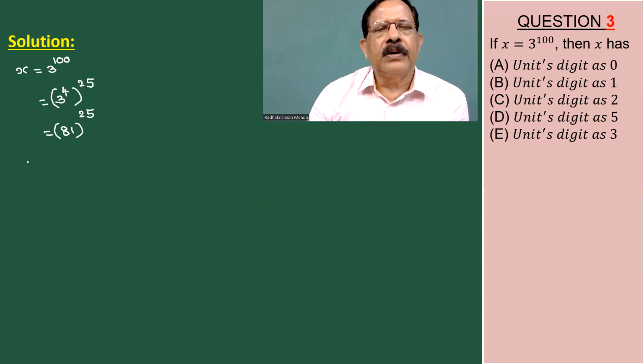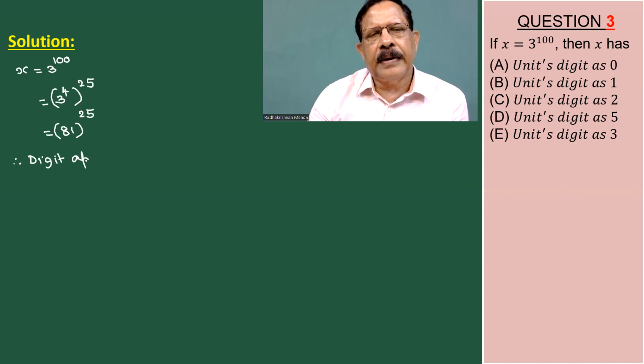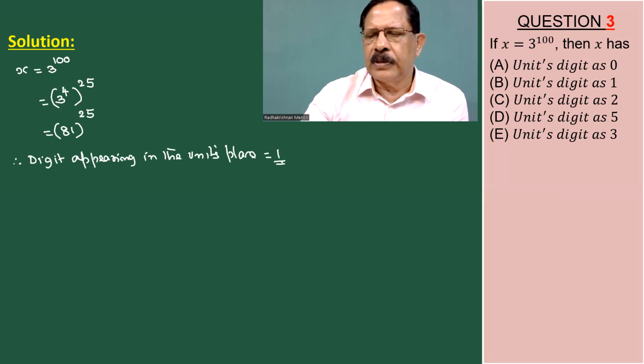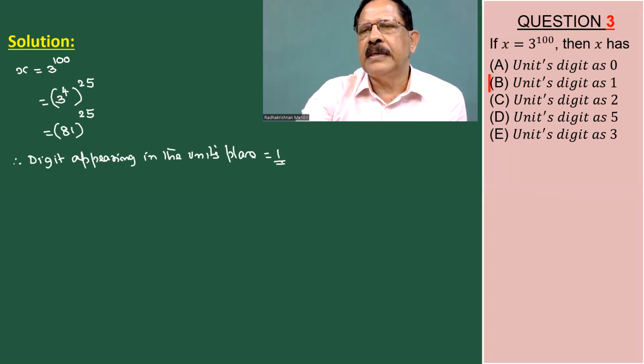Therefore, the digit appearing in the units place is equal to 1. So that is appearing as option B. Okay. Now the fourth question.